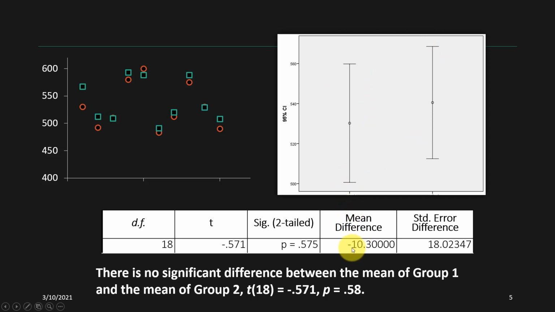We get a mean difference of 10.3 points, but we see that that difference is not statistically significant. The t observed was only negative 0.57, and the p-value for 18 degrees of freedom is 0.575. So there's no evidence really for a difference here. We can't really reject the null in this situation, even though our mean difference was pretty large, because our variability is so large. It's not unusual to get a mean difference of 10.3 here because the data are so very variable.